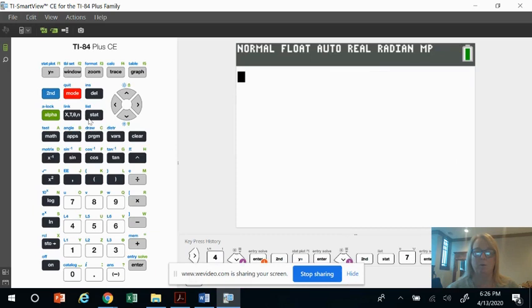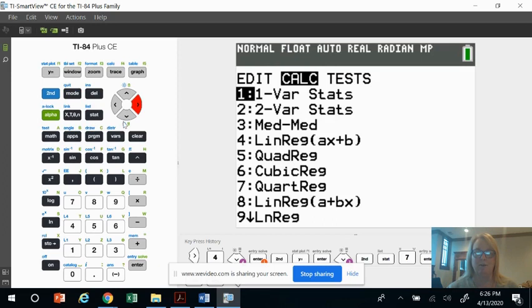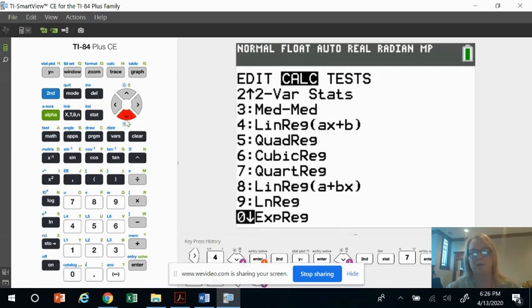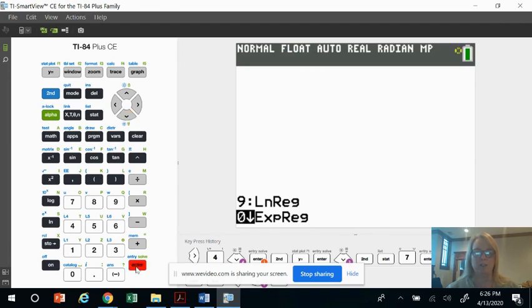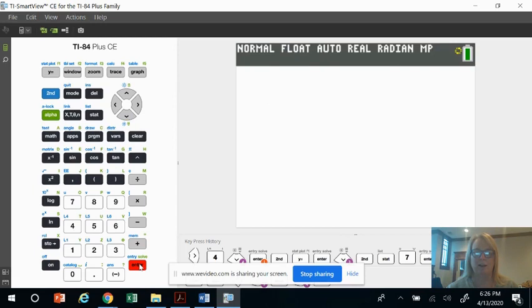Now, we're going to go right to the exponential model. So to calculate the exponential model, we go stat, calc, and now we're going to arrow down until we see the choice exponential regression. Our X list is L1, our Y list is L2, so we can calculate.